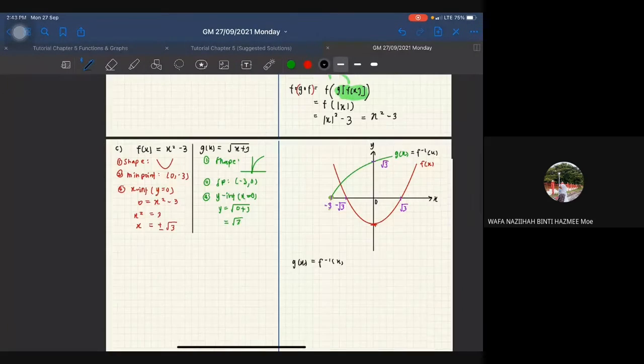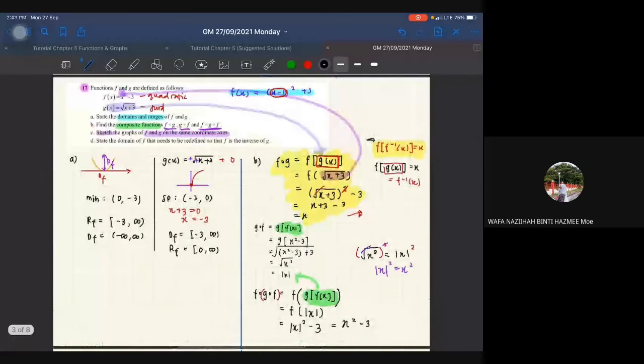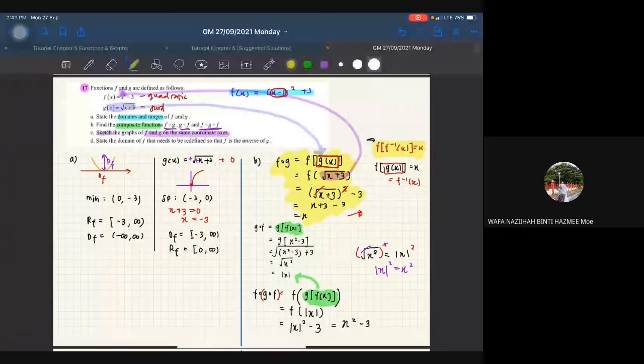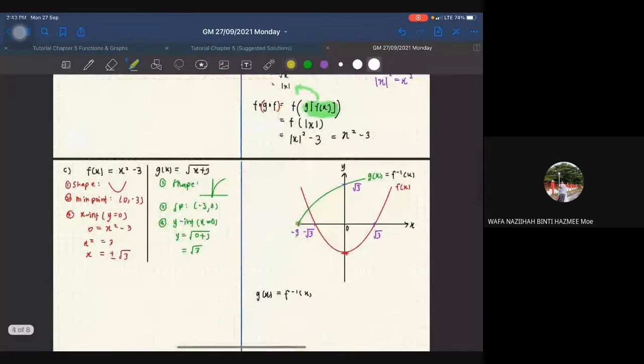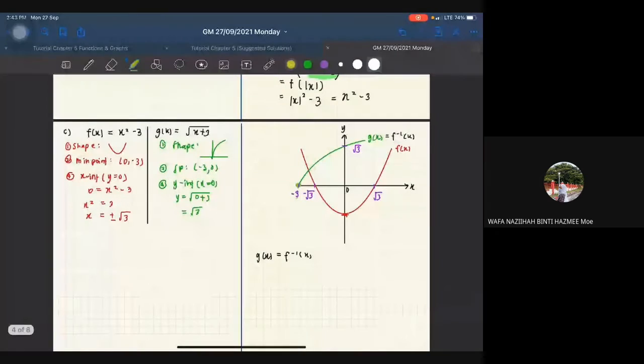Alright, so sebenarnya soalan D dia nak apa? Okay, soalan D dia cakap dekat kita, state the domain of f so that f is the inverse of g. Okay, so dia minta kita state domain of f so that f ni sekarang dia adalah inverse of g. Okay, so kalau tengok dekat situ, okay.